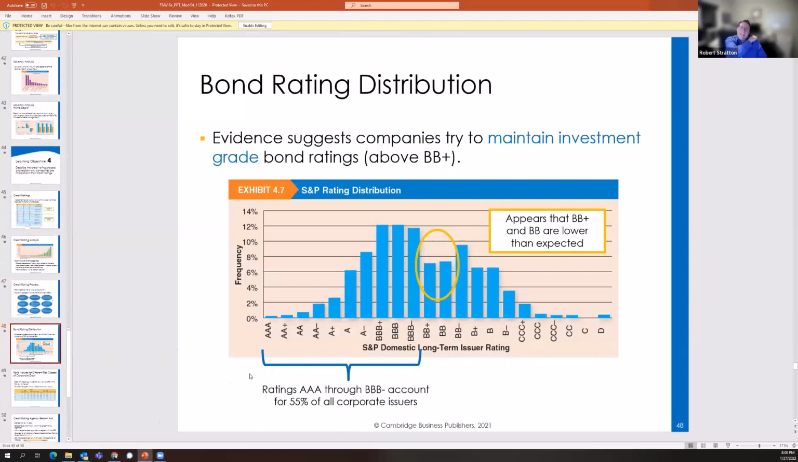Okay, so this is an interesting thing. That B plus, BB, that's the first stage of the non-investment grade. And it's so low there as evidence that companies try really hard to stay in the investment grade. They really want to stay out of that. So everything below BB minus, they don't care. They can't get up to investment grade, whatever. But if you're on that cusp, they really work hard to stay on the investment grade side of the ratings.